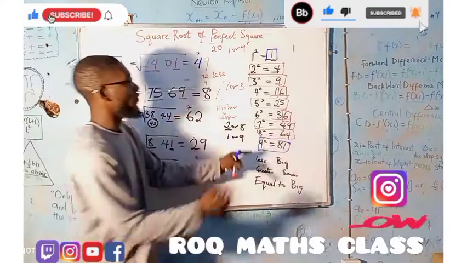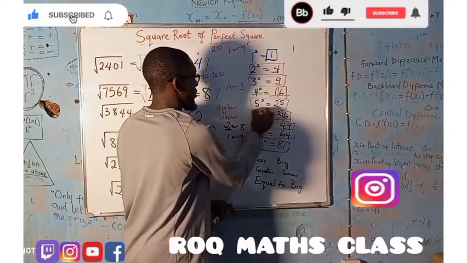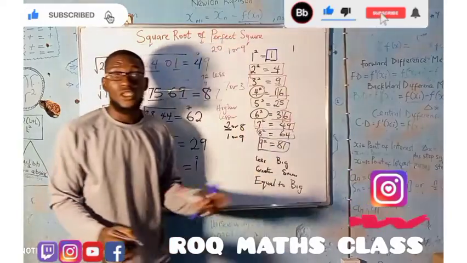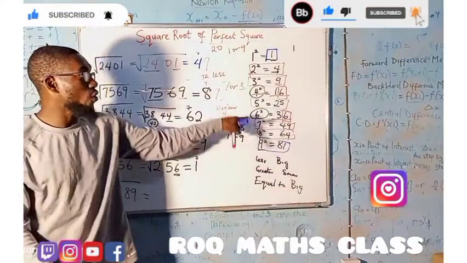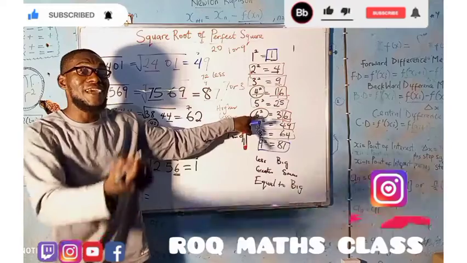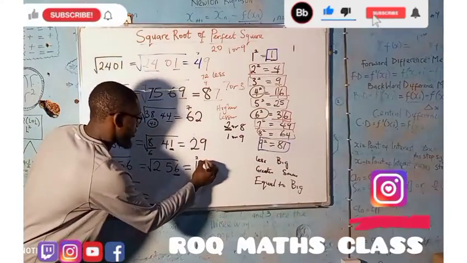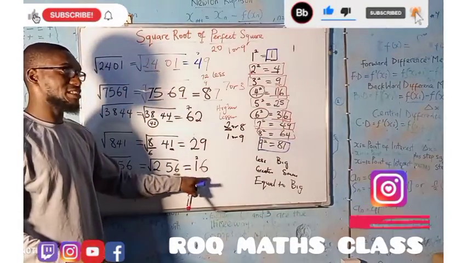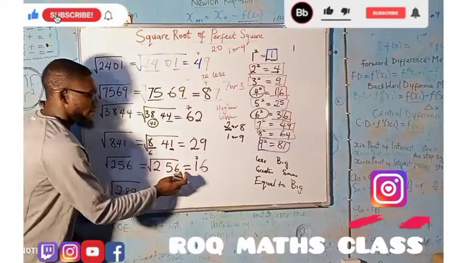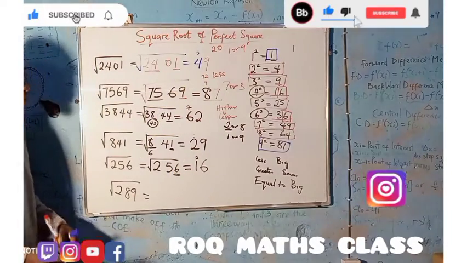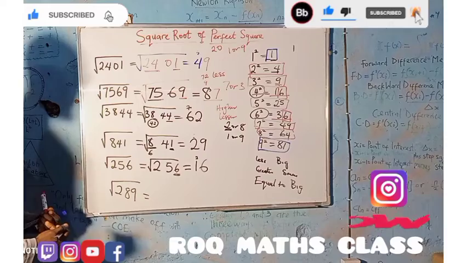If you look at this, I have 4 and 6. So which one are we going to go for? Is it 4 or 6? We are going to go for the bigger value, which is 6. So 16 times 16 is 256. Good.